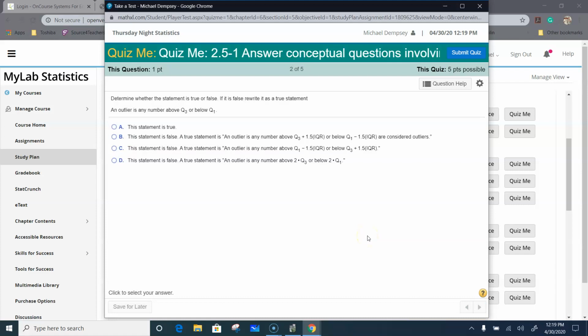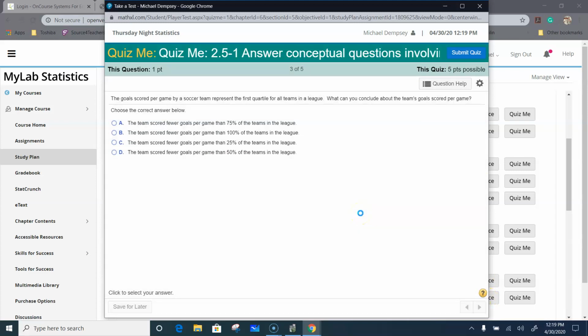Any outlier is any number above Q3 or below Q1. That's not true, right? We had this 1.5 IQR rule where we calculate this length, Q3 minus Q1. We multiply that by 1.5, and we add that to Q3, and we subtract it from Q1, and that is where our outliers would live. So this one correctly describes it, right? It's above the Q3. These are going to be high numbers, and then below where we would subtract. That one sort of correctly describes where that would live.